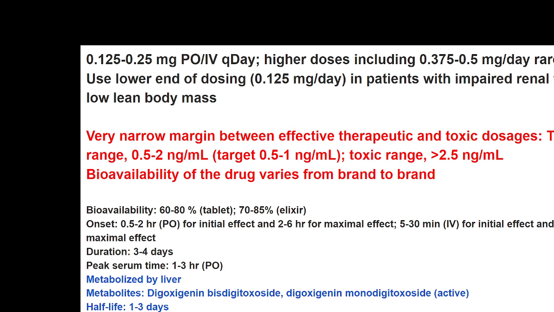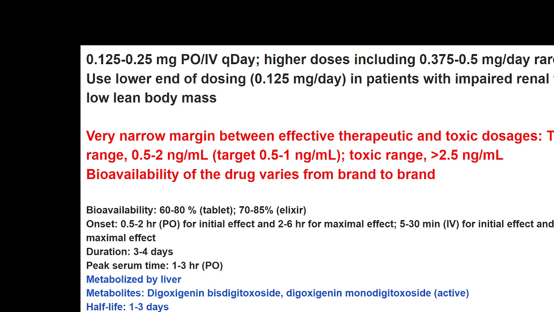Onset of the action would occur within half an hour to 2 hours, and the maximum effect would be seen by 5 to 30 minutes when it is given intravenously. Once the dose is given, the effect can last for 3 to 4 days. The serum concentration would reach a peak in 1 to 3 hours, and the drug is metabolized in the liver. Metabolites are digoxigenin and glycoside, which are also active.